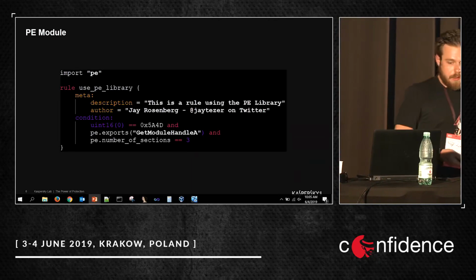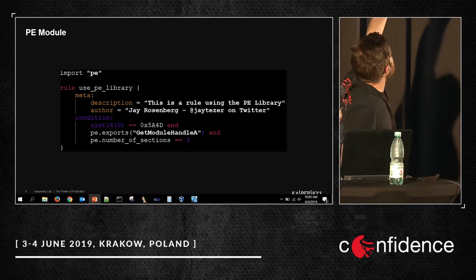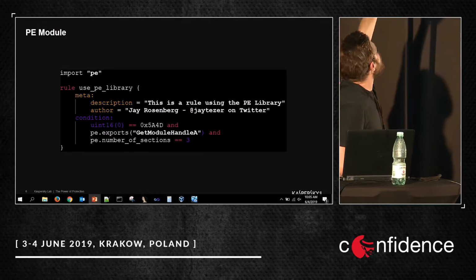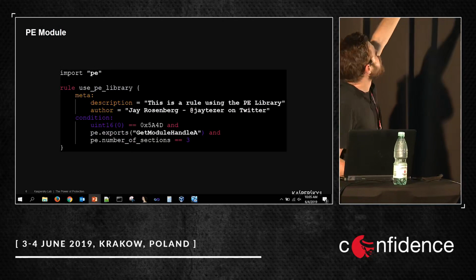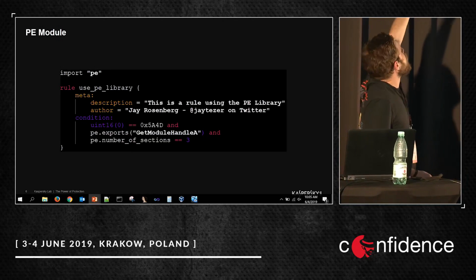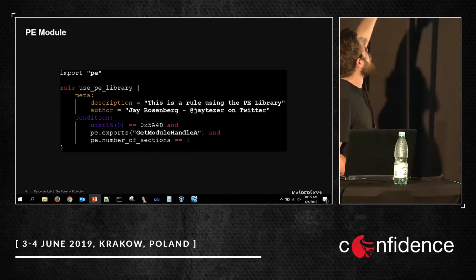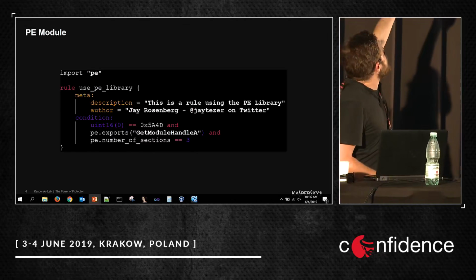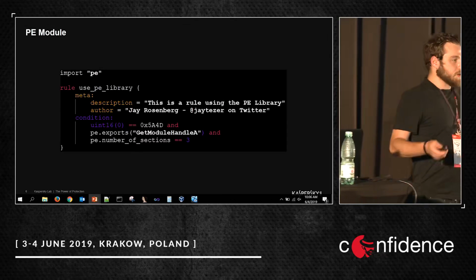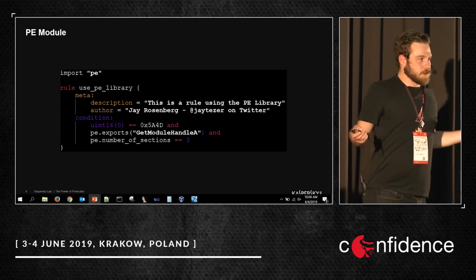Now, you see, first it's checking for the MZ header, by looking at the first two bytes of the file, 5A4D, and then it's checking if the file is exporting GetModuleHandleA, and then it checks the number of sections. And if it has three sections and all these conditions are met, then you have a valid match.